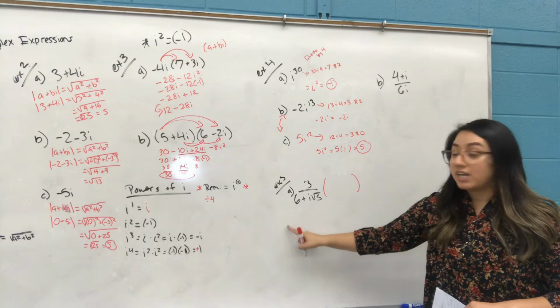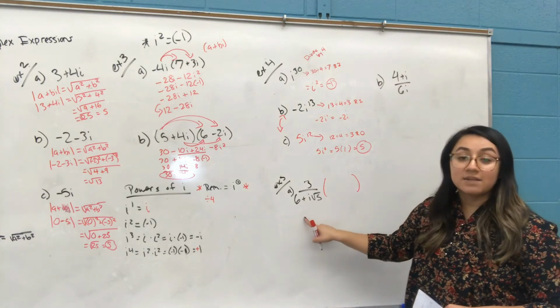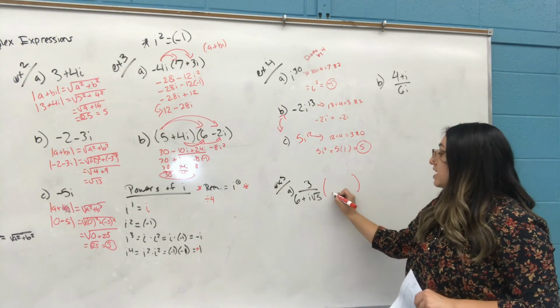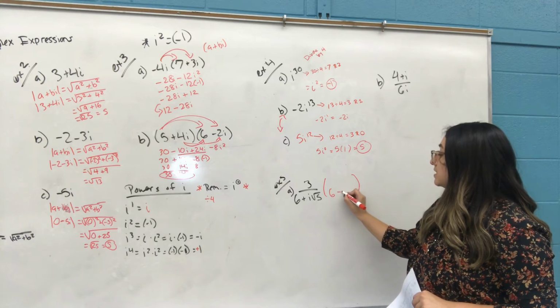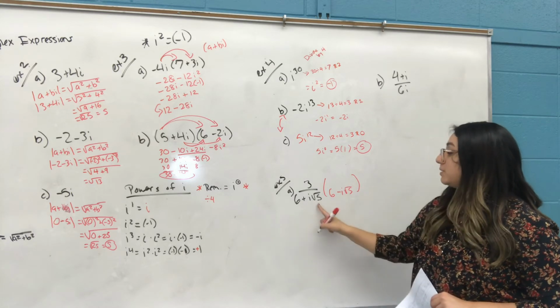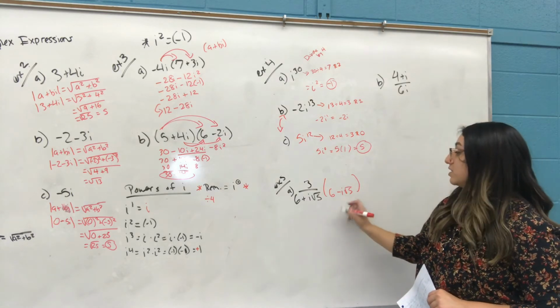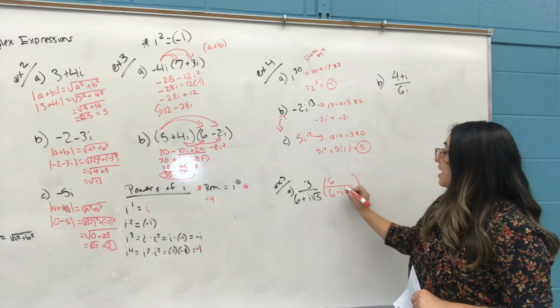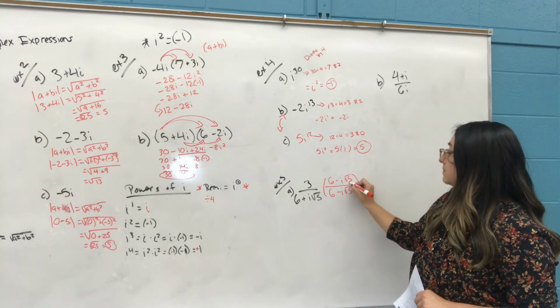Here we have to conjugate. So there's a radical and an i in the denominator. I'm going to go ahead and try to get rid of that. So remember, we do opposite signs. 6 plus i radical 5. Then you're going to multiply the top and bottom by 6 minus i radical 5.